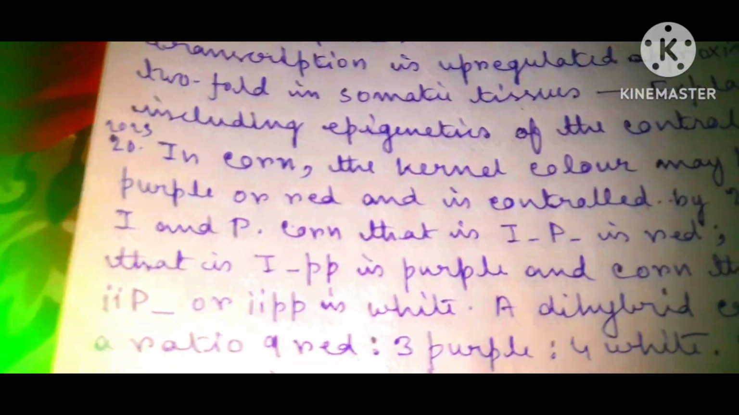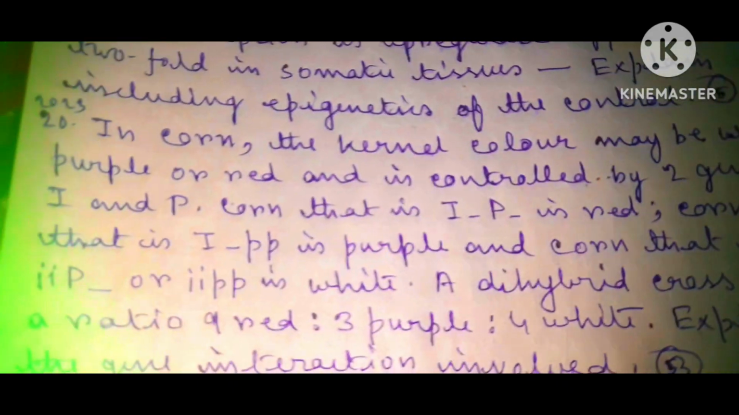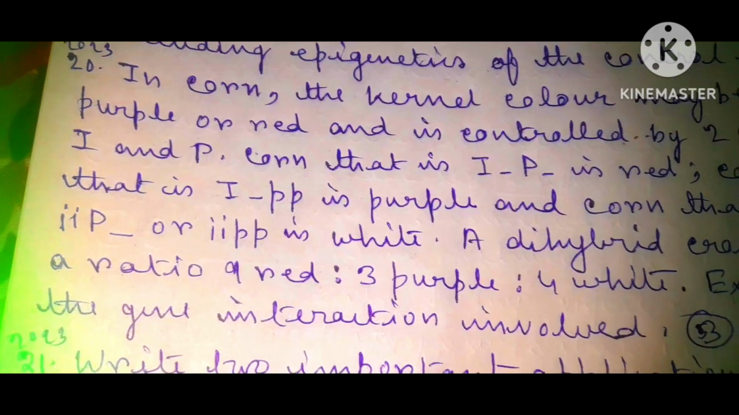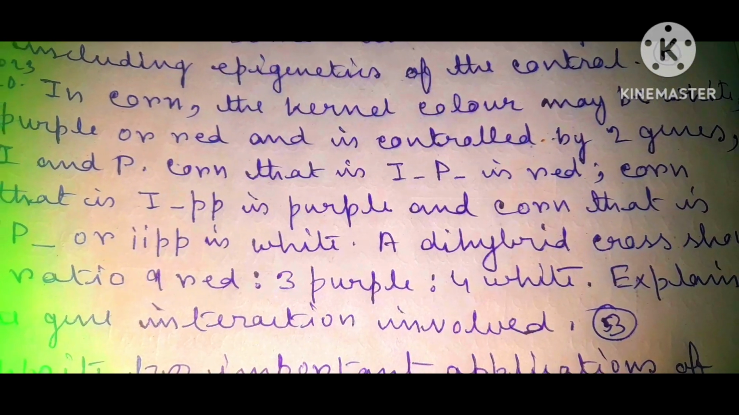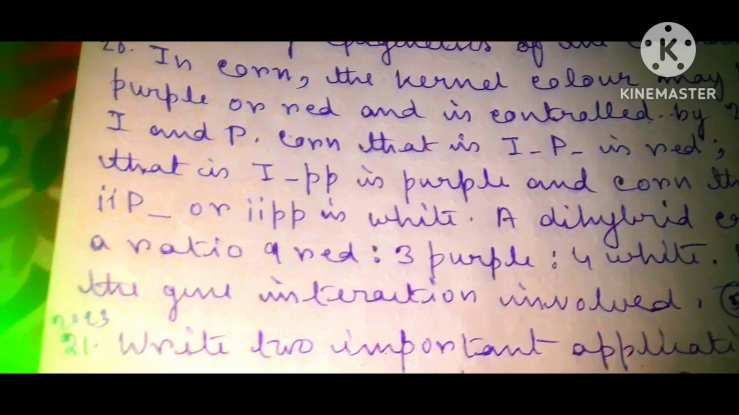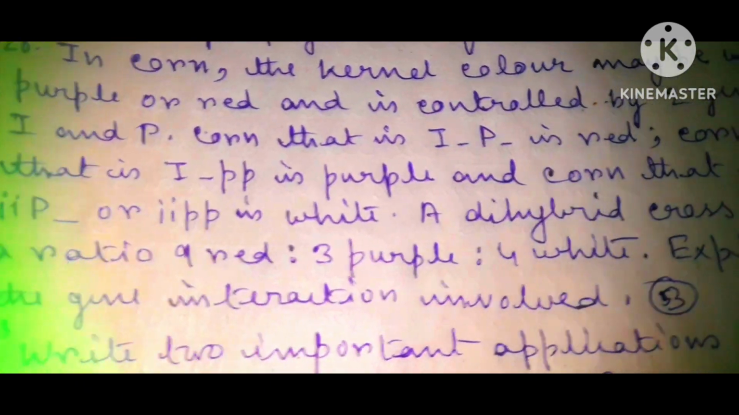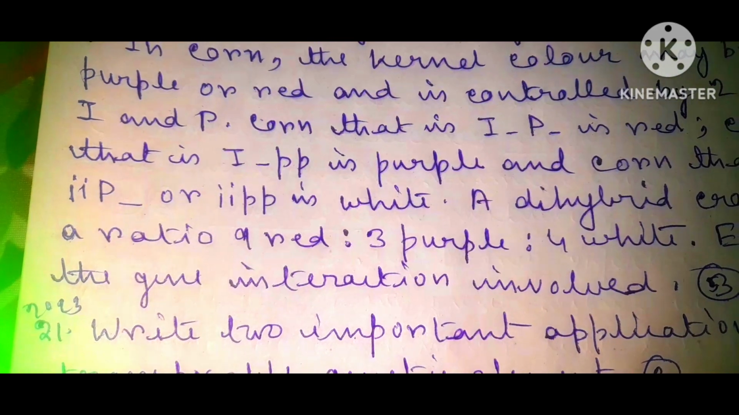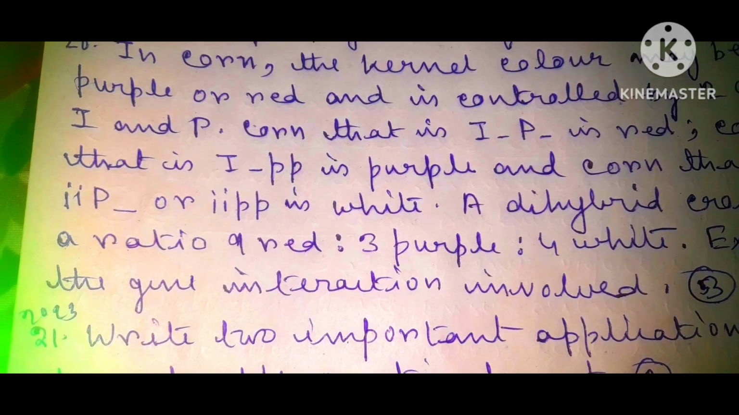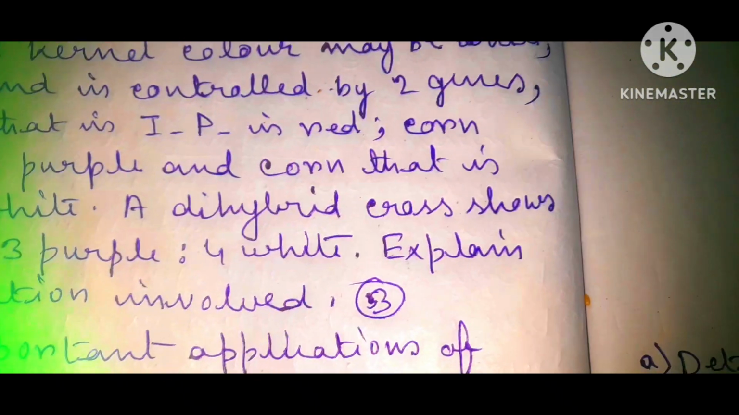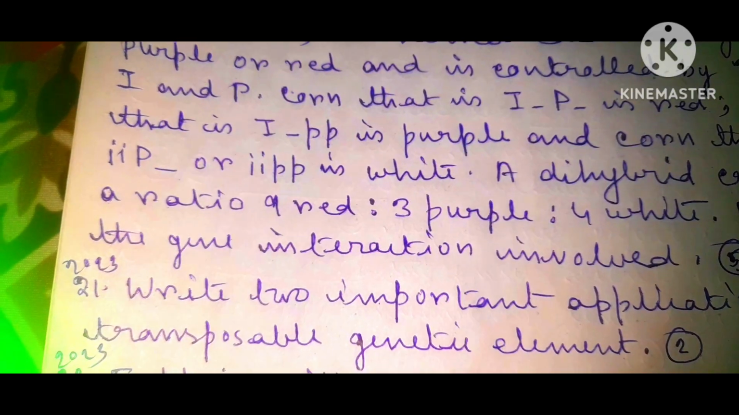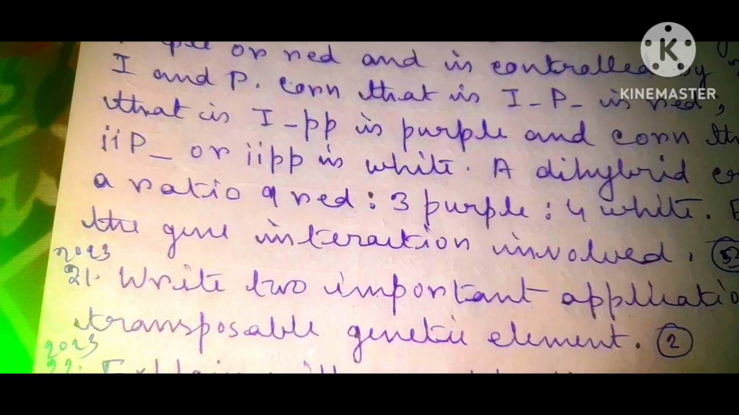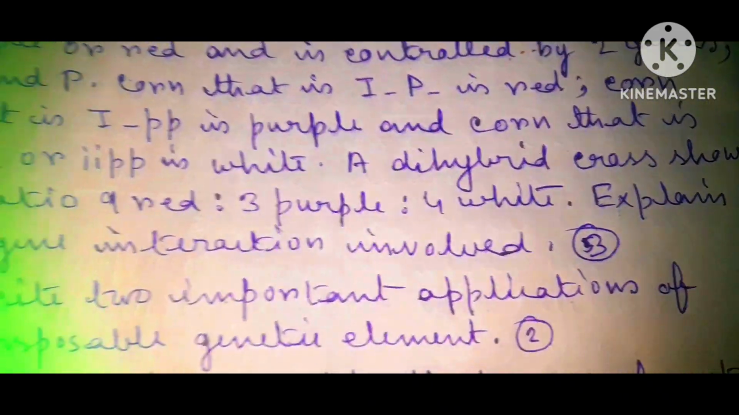Next question. In corn, the kernel color may be white, purple or red and is controlled by 2 genes, I and P. Corn that is I_P_ is red. Corn that is I_pp is purple, and corn that is ii P_ or ii pp is white. A dihybrid cross shows a ratio of 9 red to 3 purple to 4 white. Explain the gene interaction involved, carrying 3 marks.